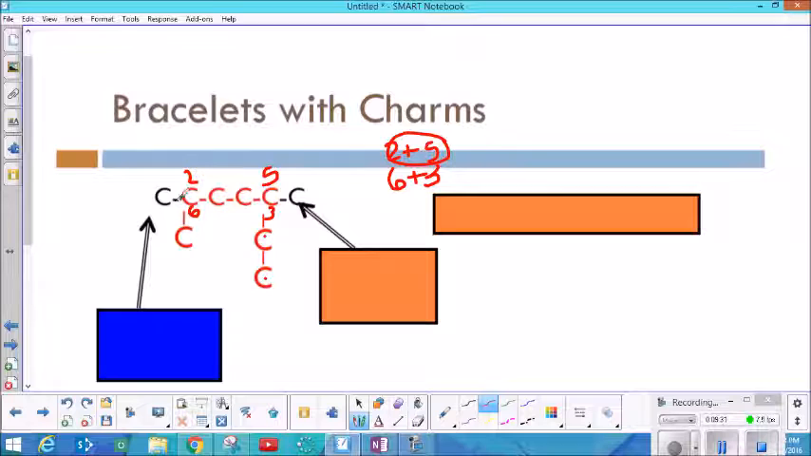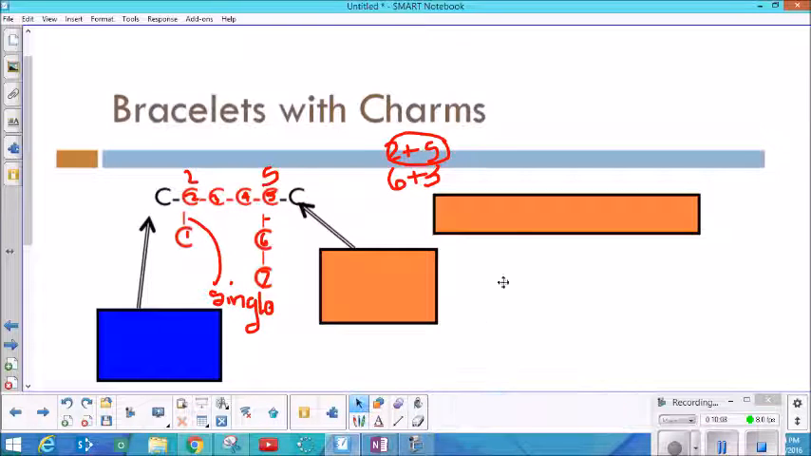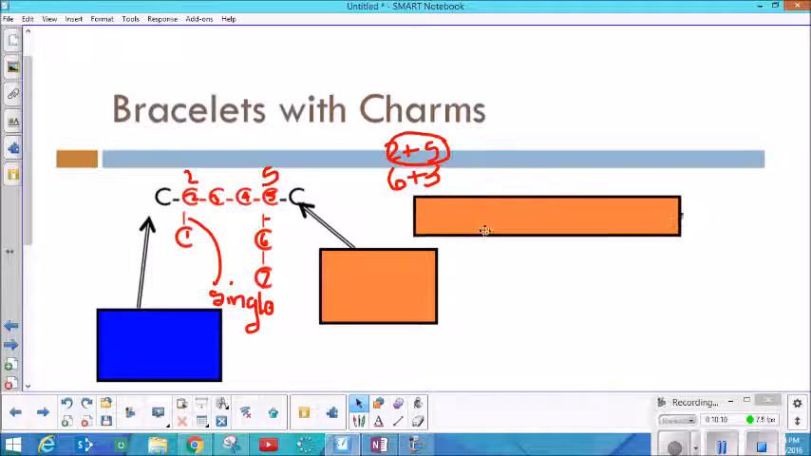So that means this is carbon number 1. This is carbon number 2. This is carbon number 3, 4, 5, 6, and 7. So there are 7 carbons in my main chain, 7 carbons that are all single bonds. So if you have 7 carbons with single bonds, you have a heptane. So my last name is heptane.